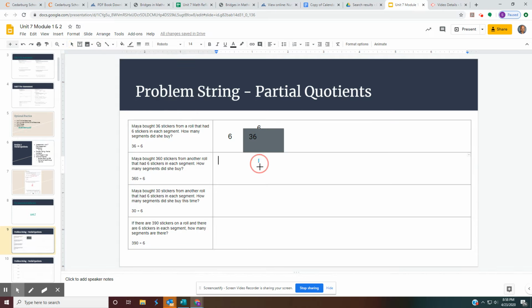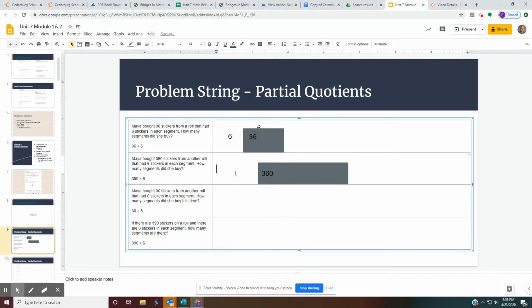So what if I now have 360 pieces in this square? What do I do now? How am I going to be able to figure that out? I'm going to move this down just a little bit. Maybe I'll be able to write. All right. We are going to divide. Now we have 360 stickers, and there are 6 stickers per segment. How many segments did you buy?